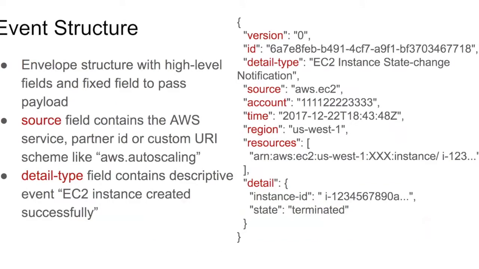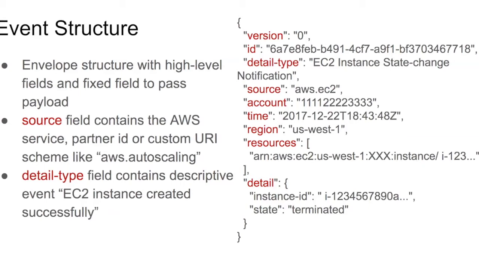Now we'll look at the simple structure. If you have already done some work with SQS or SNS, all the messages being transferred have some kind of envelope structure. This is the full body of the event that is passed through the event bus, and if you do not do anything, your target will receive this. There are some high-level fields: version, ID, detail type, source, account, time, region, resources, and detail.